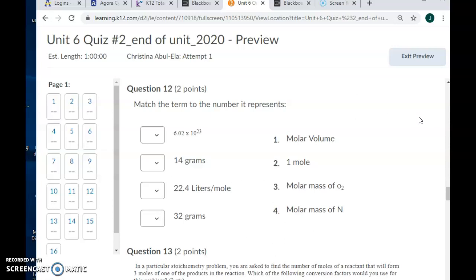Question 12. Match the term to the number it represents. We have 6.02 times 10 to the 23rd, 14 grams, 22.4 liters per mole, 32 grams. We have molar volume, 1 mole, molar mass of oxygen, molar mass of hydrogen.